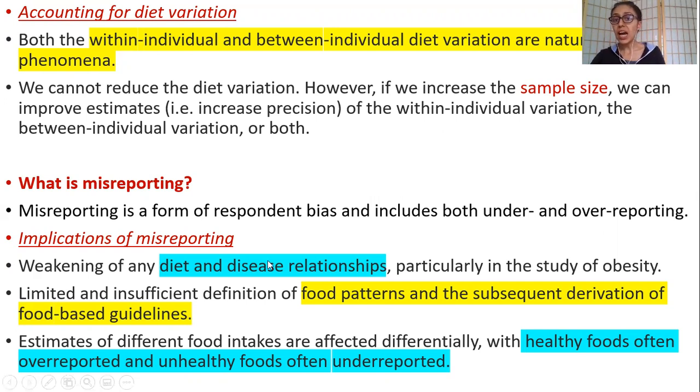Okay, and it weakens any diet-disease relationship, meaning as a researcher, you truly want to see whether, say, red meat consumption is having an impact on cancer, colorectal cancer. But because individuals have, say, over- or underreported their dietary data, it is not very precise, not very accurate, and therefore this can weaken your relationship. You may not see any significant relationship between red meat and cancer, or else if you see one, maybe that is a type 1 error or something. Okay, so that's why misreporting is a big concern in, say, nutritional epidemiological research.